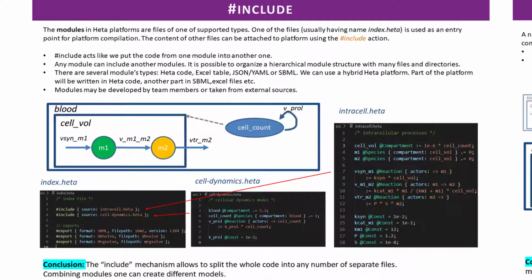Here we can see a hypothetical example describing metabolism of a cell type in the blood volume. For better readability, the whole model code was split into two parts. The first one describes intracellular processes, another one describes cell proliferation. Both files are combined in the index Heta file, which loads them sequentially with include statements. A user can decide how to split and combine modules depending on model size and complexity.